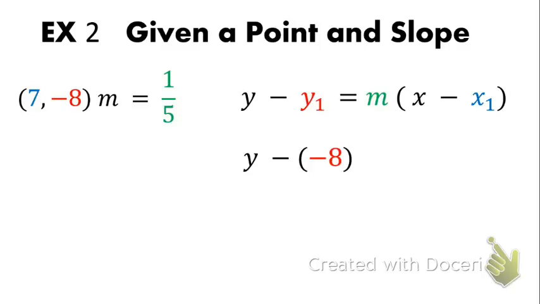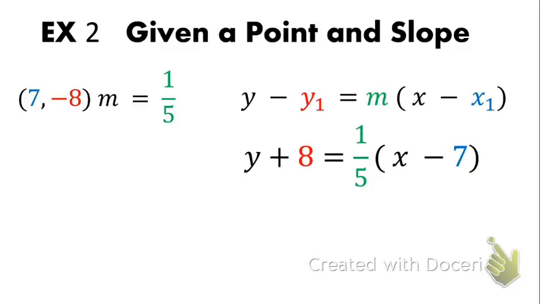Now we've been telling you over and over again that you are now in high school. We do not write two signs. So two negatives makes a plus sign. Okay, so y plus 8 equals, next is our slope. That's 1/5. Parentheses x minus, again because it's in black it doesn't change, and finally our x value, which is 7, and we are done. This is point-slope form.